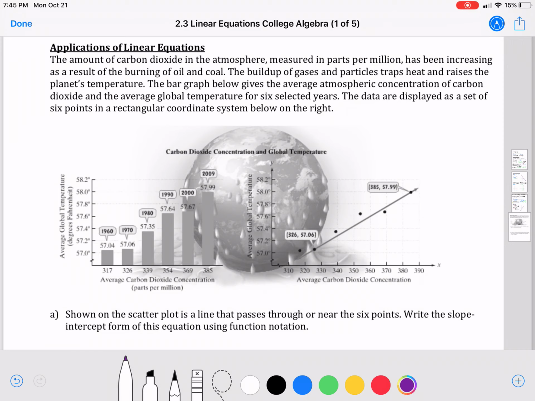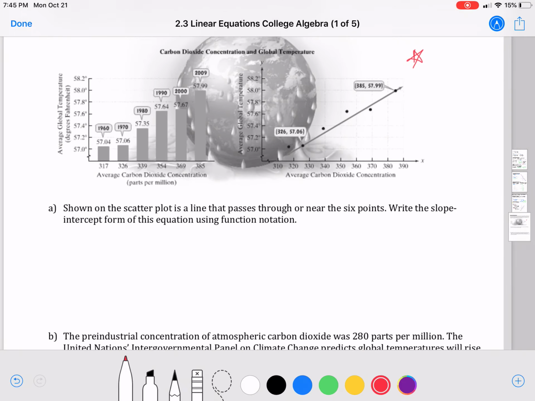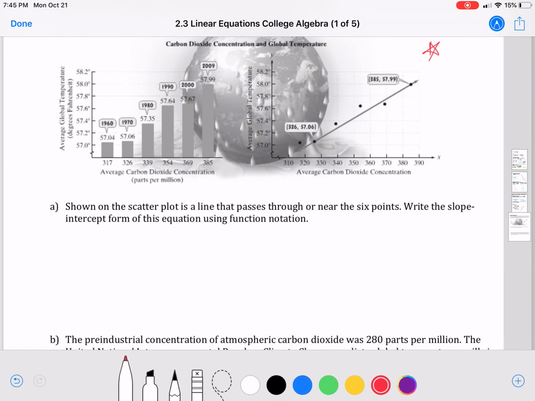Okay, so what we are looking at is this graph over here, this scatter plot. For part A, shown on the scatter plot is a line that passes through or near 6 points. Write the slope-intercept form of this equation using function notation. So we know that if we're wanting to write the equation of a line, the first thing we need to always find is our slope.